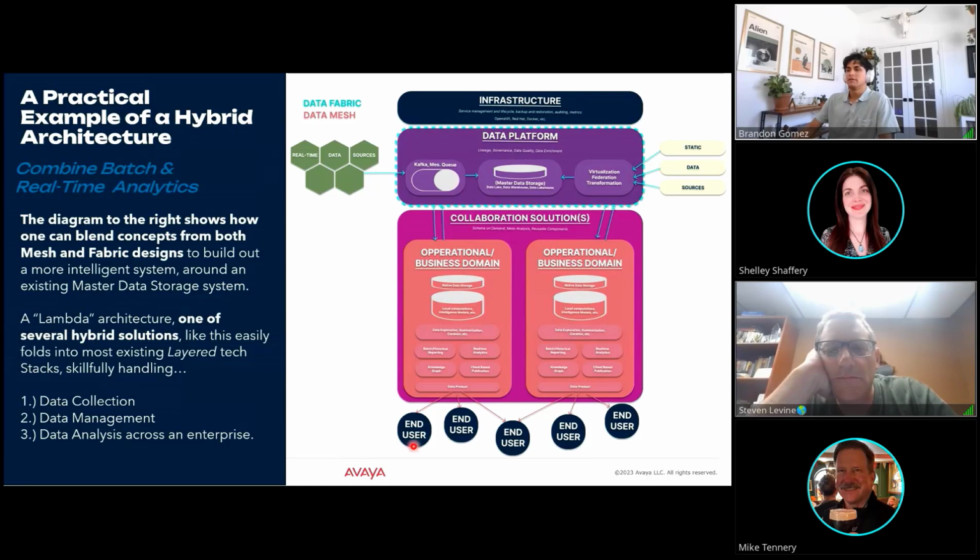But the end users here, it doesn't take this long to get to value. I think that's the point. What you're doing is saying we have this underlying infrastructure within IT. We already have a master data storage system, whether it is a data warehouse or otherwise. So we have this centralized repository of data.